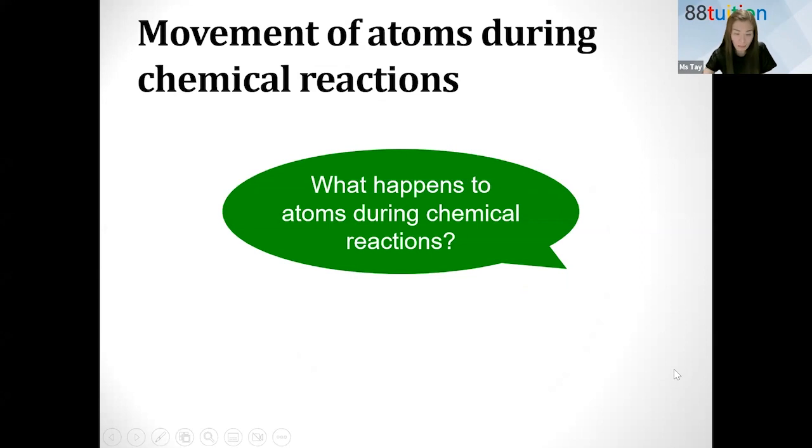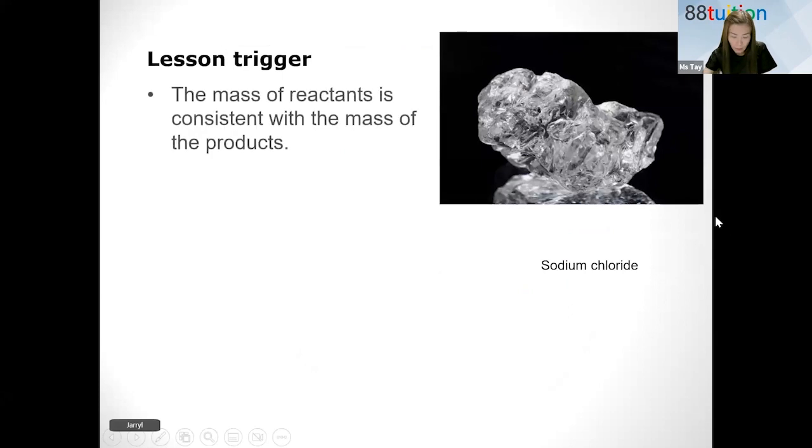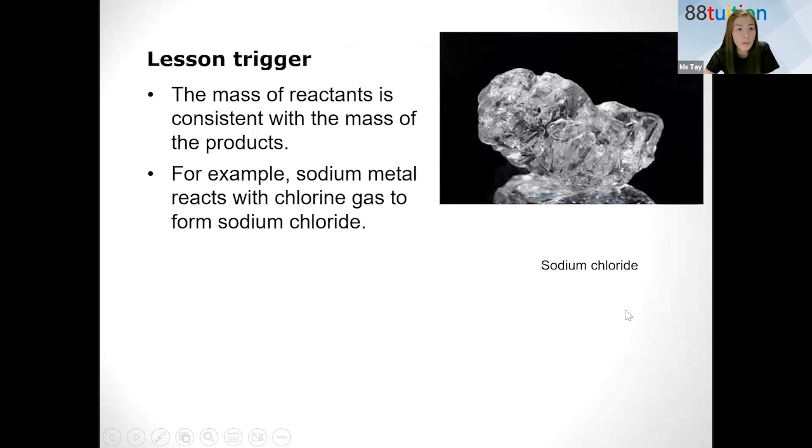Now, what happens to the atoms during a chemical reaction? You need to know the mass of reactants will be consistent with the mass of products. This also means that the number of atoms before and after the reaction will be the same. Recall this one, right? Also, atoms cannot be created nor destroyed. What goes in must come out. If you put 5 in, definitely 5 will come out.